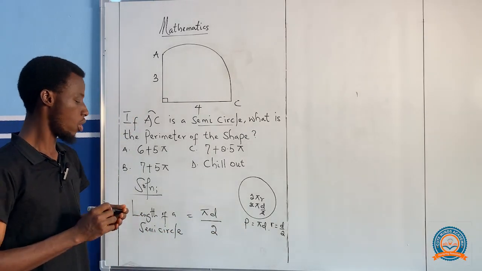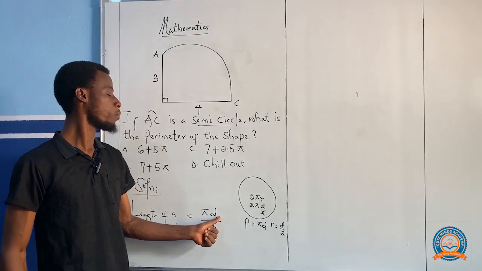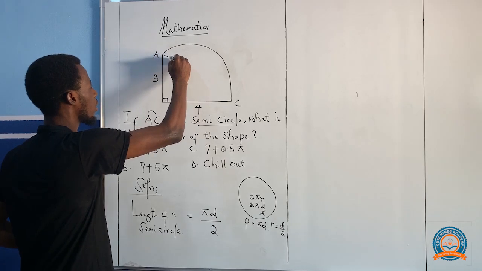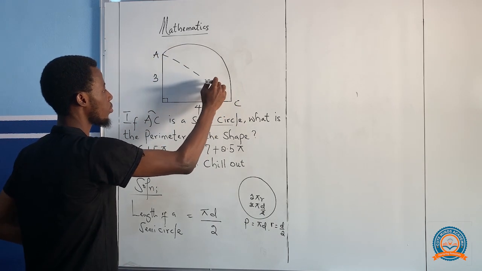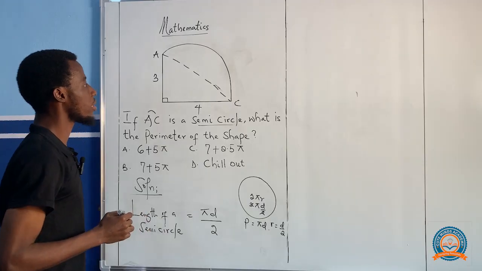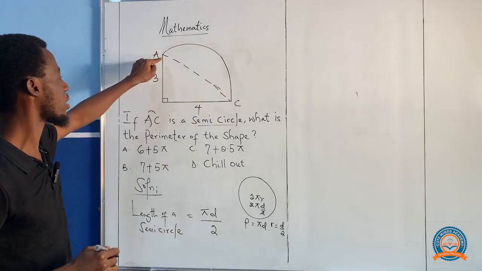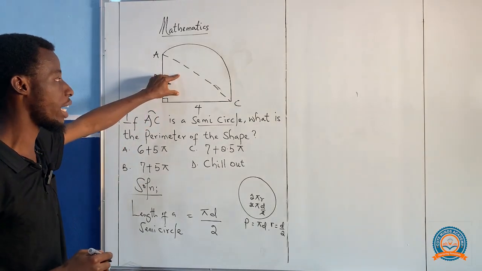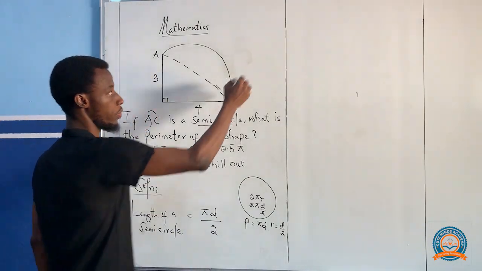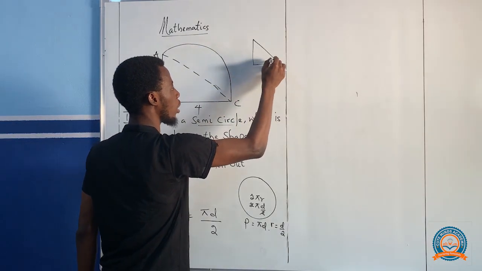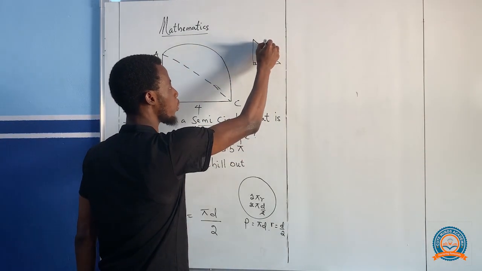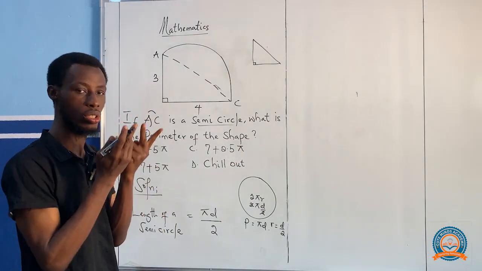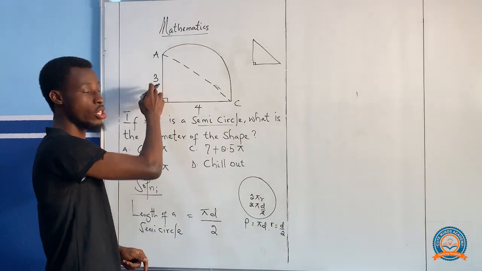But the question now is, we don't have the diameter of this semicircle. So if we try to factor that, we'll notice that the diameter of this semicircle is exactly the hypotenuse of this right-angled triangle, which we can simply get from our Pythagoras rule. You recall that in a right-angled triangle, the square of the hypotenuse, which is the longest side of the right-angled triangle, is always equal to the sum of the squares of the other two sides.